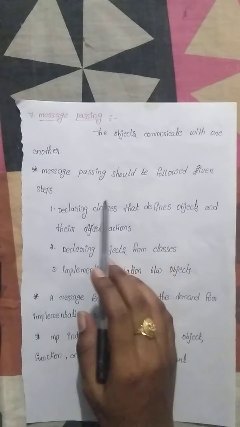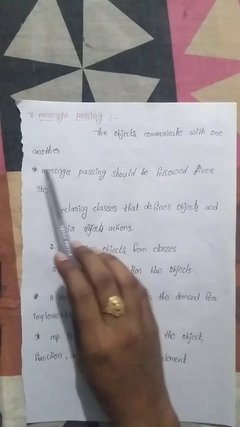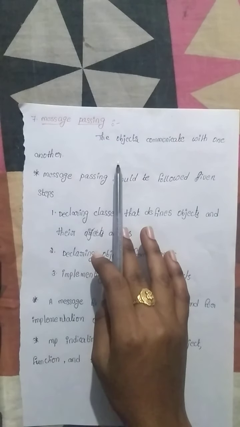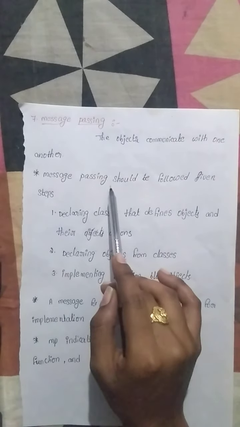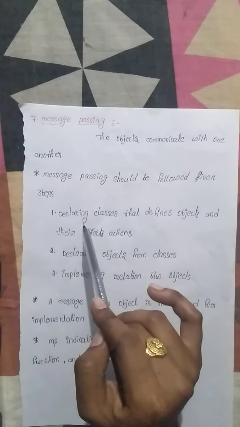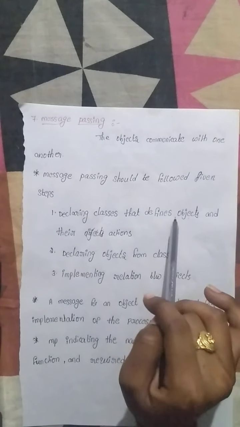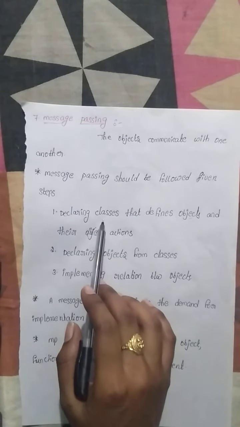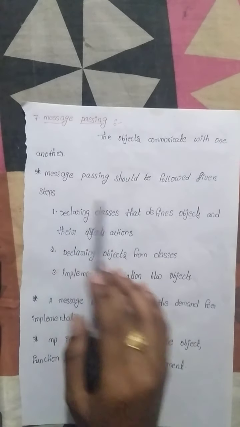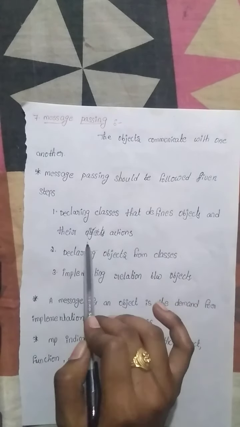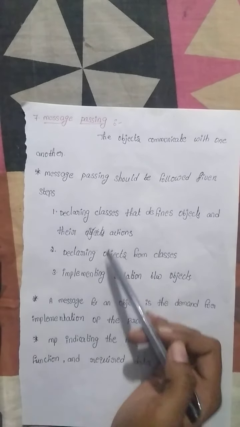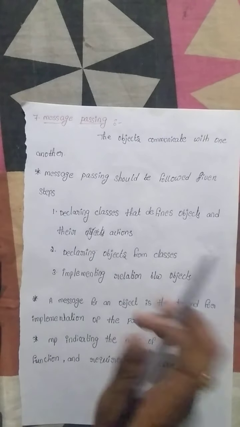Next, message passing. When objects communicate with one another, which means the objects share data, it is called message passing. Message passing should follow these steps. Declaring classes that define objects and their actions. Whenever we create the class, message passing defines the object and object action. Second point, declaring objects from the class. Next, implementing relations between objects.